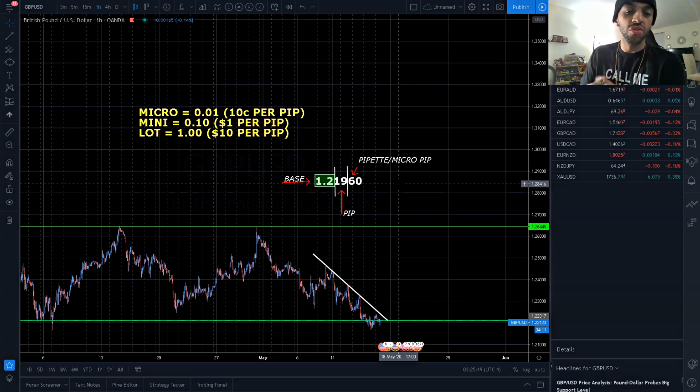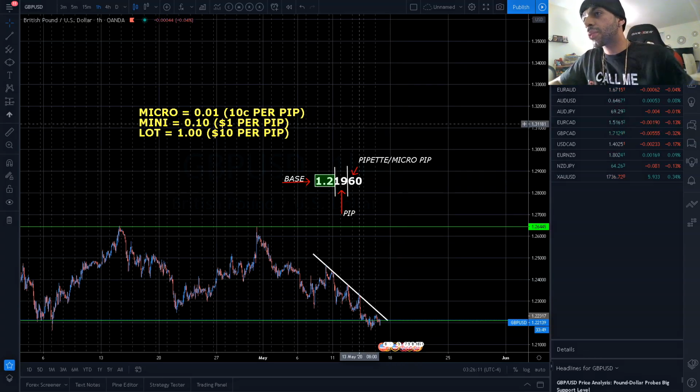Pips are what we use in the market to measure how the market is moving. This is the unit of measure that we use to calculate how the markets are fluctuating, where they're going up, down, and so forth. And by the pip, each pip that it goes up in our favor will essentially determine how much money we make.